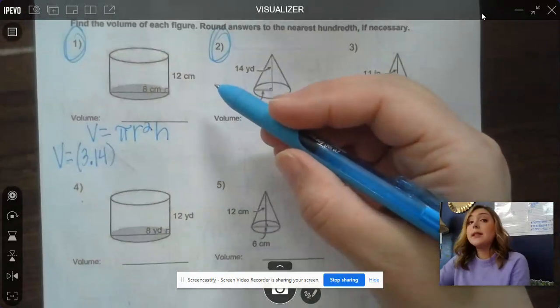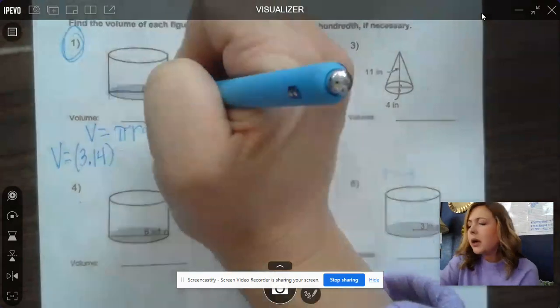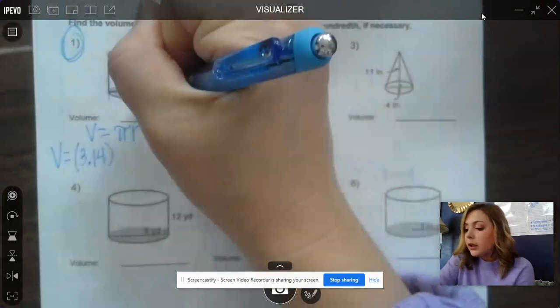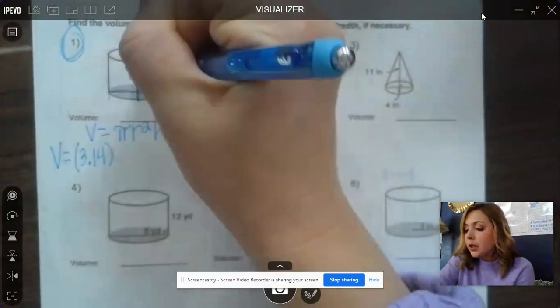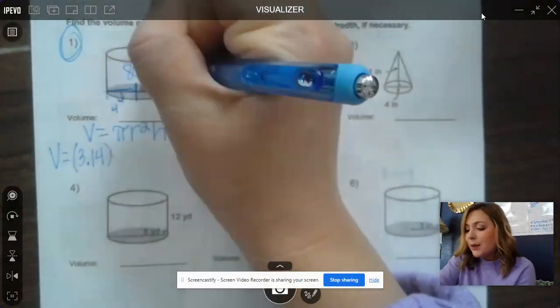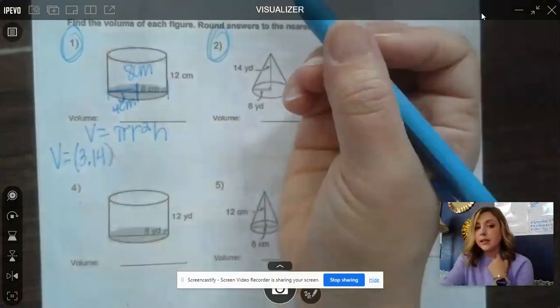Was I given the radius in this shape? What was I given? The diameter. So if I was given the diameter of 8, how would I get the radius? It is cut in half. Very good. So if the diameter of this shape is 8 centimeters, it is understood that the radius is 4 centimeters.